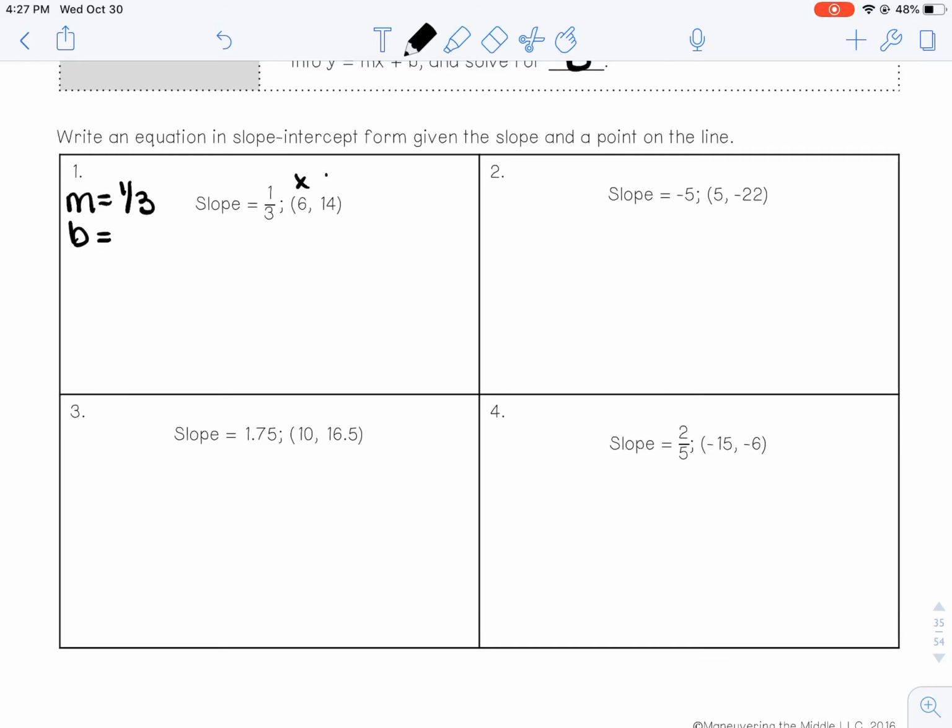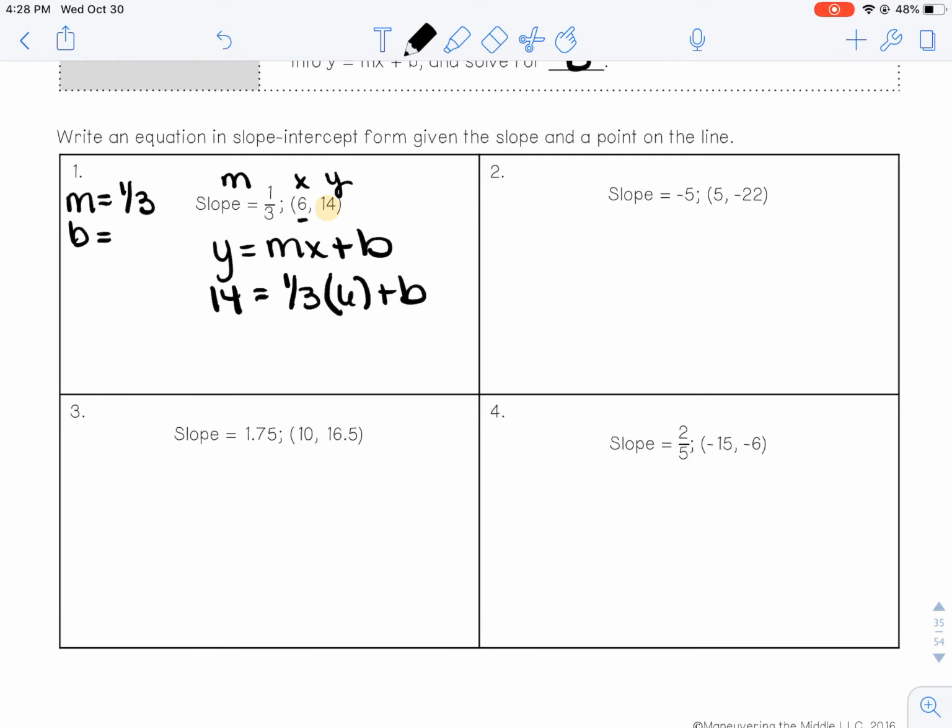I have an x and a y coordinate, and I need to put it in slope-intercept form, but I've got to find out what b is. I don't know what that is yet. So I'm going to use all the points that I have there. So again, that's m. y, in this case, is 14. I got that from right here. Okay, so 14 equals 1/3 times x, which x is right there, 6, plus b.